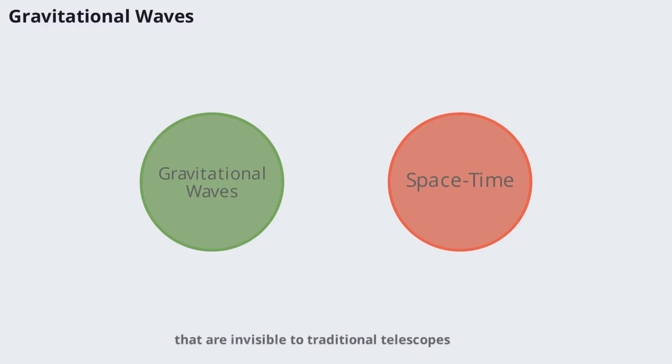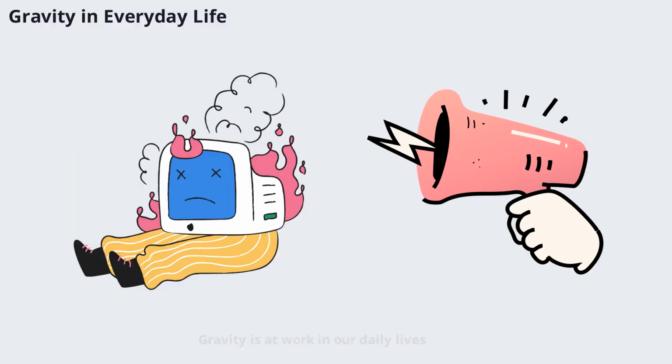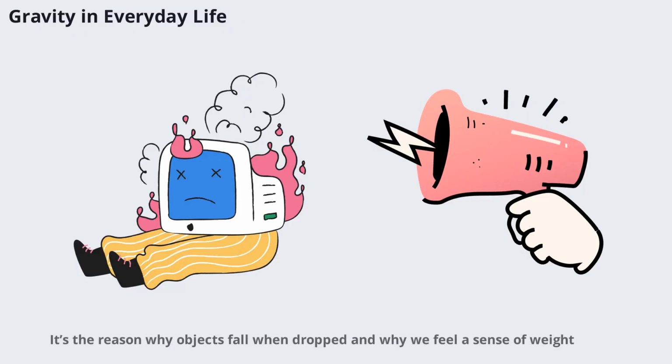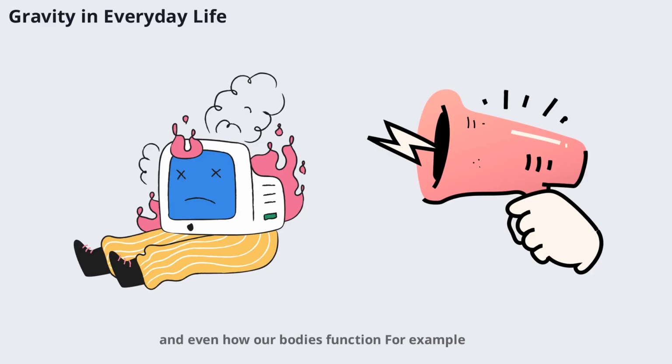Gravitational waves help us study events that are invisible to traditional telescopes, revealing secrets about the most energetic processes in the cosmos. Gravity is at work in our daily lives, from keeping our feet on the ground to making water flow downhill. It's the reason why objects fall when dropped and why we feel a sense of weight. Gravity also affects how we build structures, design vehicles, and even how our bodies function.